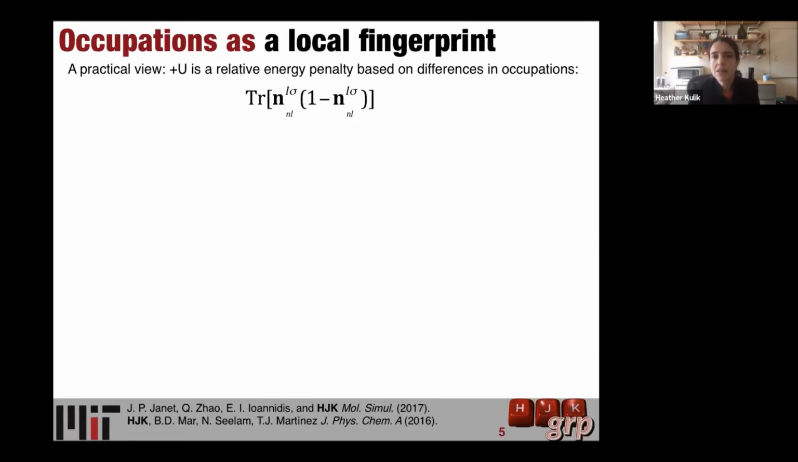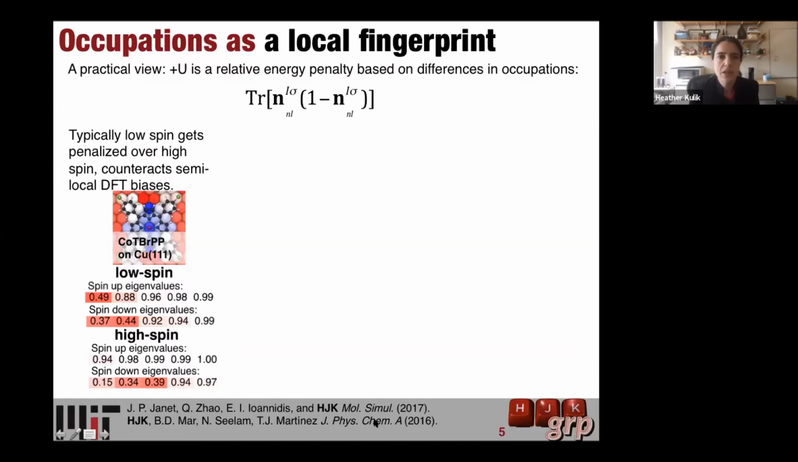And it makes sense that this works generally in LDA or PBE calculations, because LDA and PBE, through self-interaction error, do in fact have a tendency to overfavor and overstabilize things with more delocalized, or as we call it in this paper, fractional occupations. Some examples of this are when you compare spin states of molecules on surfaces or in isolation. This is a tetrabromophenylporphyrin with a cobalt center on copper 111 that we studied over the years.